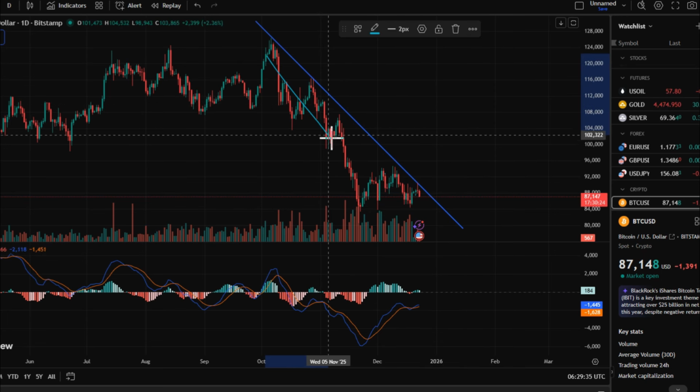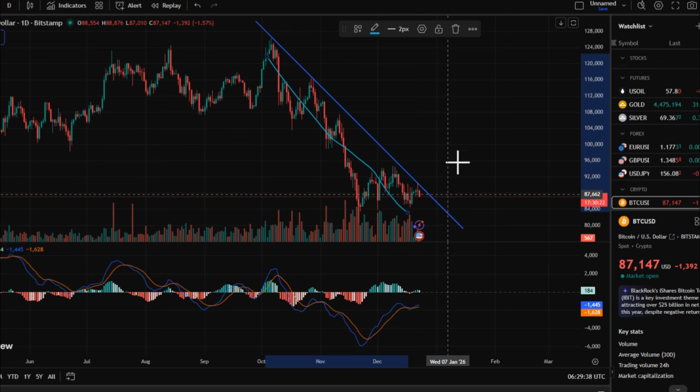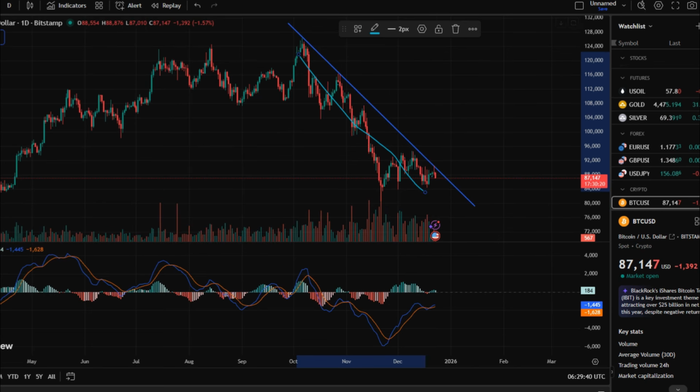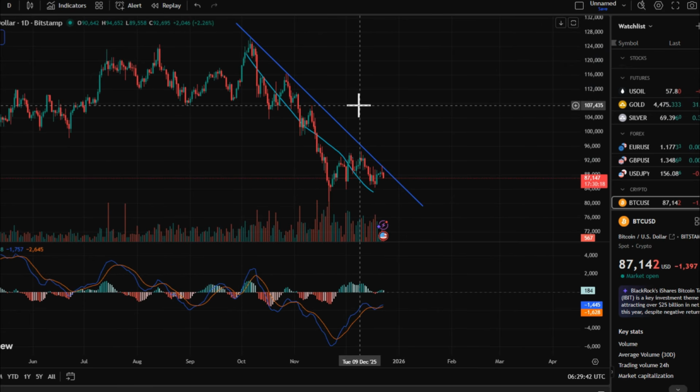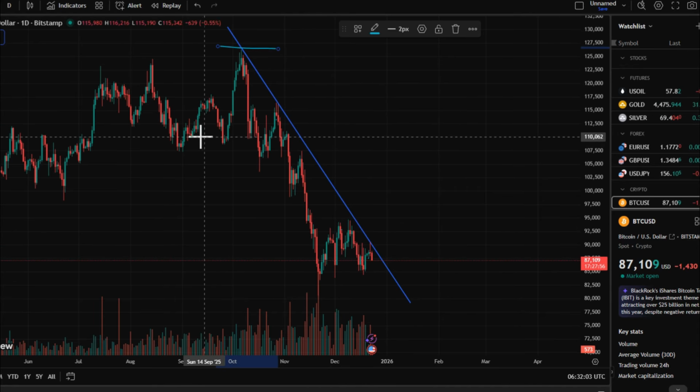Let's first look at Bitcoin's daily chart structure. Bitcoin is currently at the late stage of a complete downtrend, not at the early stage of an uptrend. Why do I say this?